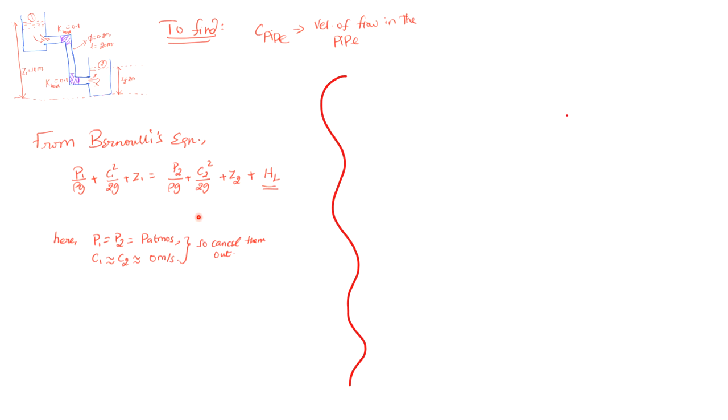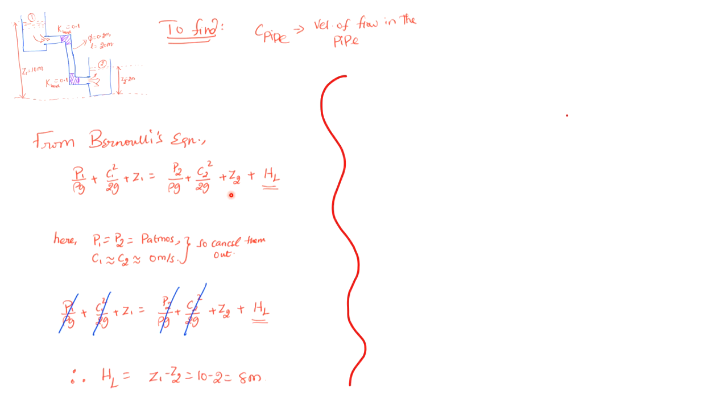So here we can easily simplify Bernoulli's equation. Think of it, in section 1 and section 2, they are both open to the atmosphere, which means that the pressure is atmospheric pressure. So we can cancel them out. Similarly, the velocity with which the liquid is going to go down, and the velocity with which the liquid here is going to rise up are very small compared to the velocity in the pipe. So I'm writing C1 is approximately equal to C2, which is approximately equal to 0 meters per second. So we can easily cancel P1, P2, C1, C2 in the equation.